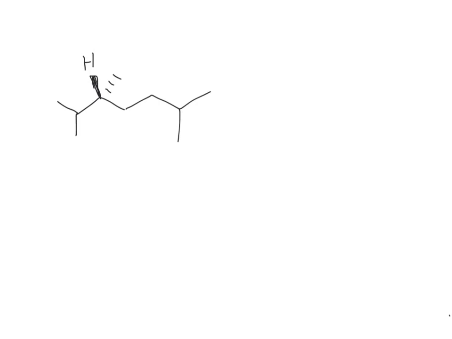Let's look at another example of assigning configuration. For this molecule, obviously the hydrogen is number 4, and then the methyl, compared to any other carbon group, will be the lowest priority, so that gets number 3. And now we want to look at the isopropyl group that's right here.